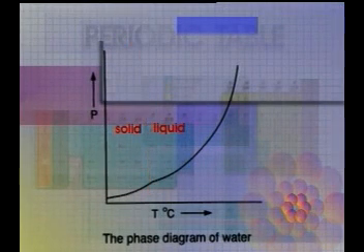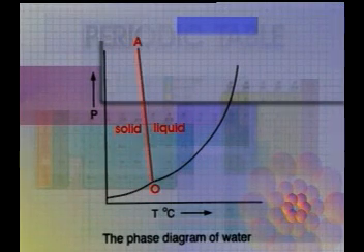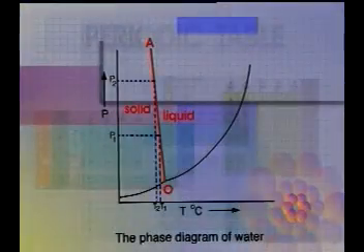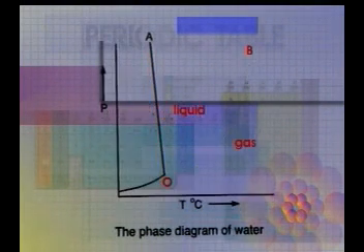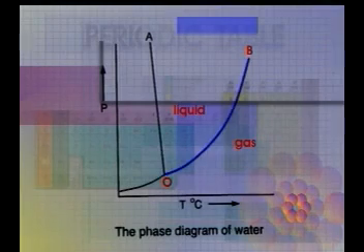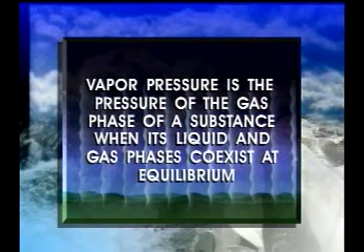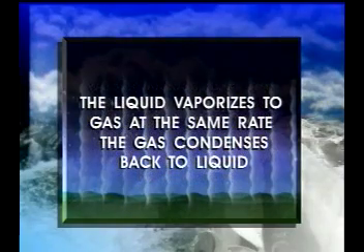Line AO is a melting point curve of water at different pressures. It shows that at different pressures, water melts at slightly different temperatures along line AO. Line BO is its vapor pressure curve at different temperatures. Vapor pressure is the pressure of the gas phase of a substance in equilibrium with its liquid phase. This means the liquid turns to gas as fast as the gas condenses back into liquid.